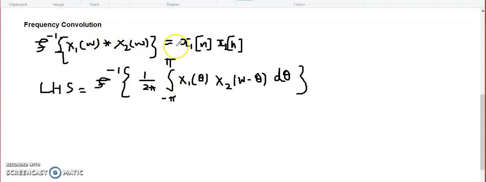We did this last time, that DTFTs are periodic in nature. So this is periodic convolution of two signals. Okay, and if we look at the right hand side, what will the right hand side be? The right hand side is just the multiplication of these two things.